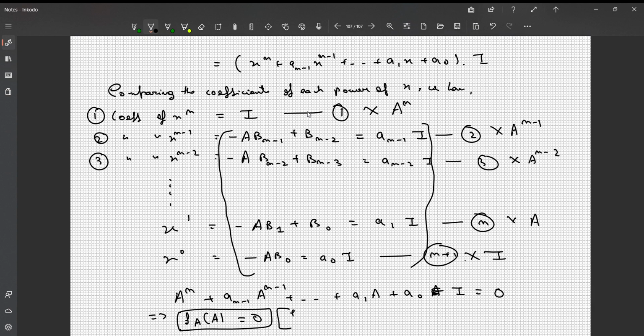Obviously if f(x) is of this form, the summation of a_i x to the power i, i equals 0 to k, then f(A) is of the form the summation of a_i A to the power i with our usual matrix multiplication, such that A to the power 0 is identity, right? So this is the thing we have applied here. So f(A) equals 0, and that's the end of the proof.